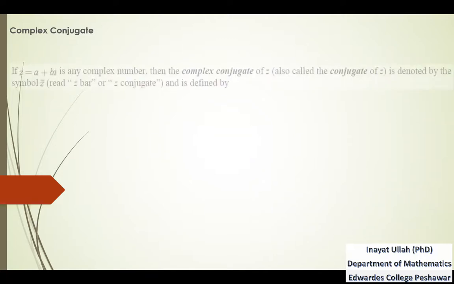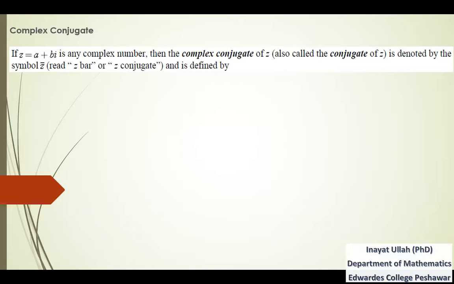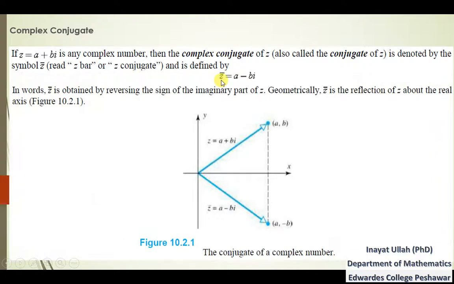The next topic is complex conjugate, that is, how we can find the conjugate of a complex number. Let's say z is equal to a plus b iota, any complex number. The complex conjugate of z, also called the conjugate of z and denoted by z bar, is defined as z conjugate equal to a minus b iota.